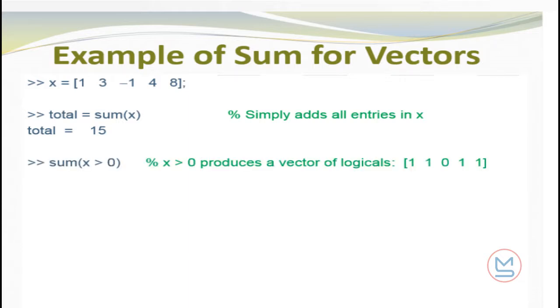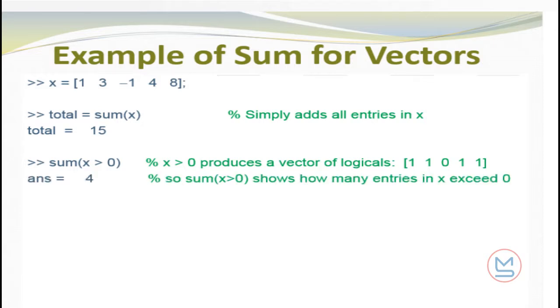If I do sum of x greater than 0, all right, let's think about what this does. X greater than 0 will go entry by entry in the x vector and produce a vector of truths and falses. So in this case, I'm going to get 1, 1, 0, 1, 1 because all of the entries of x are greater than 0 except entry number 3, so that's the only place where I get a false. If I then put sum around that, it's going to add up all those 1s and 0s, and it's going to come back with 4. There's 4 entries in x that are actually greater than 0.